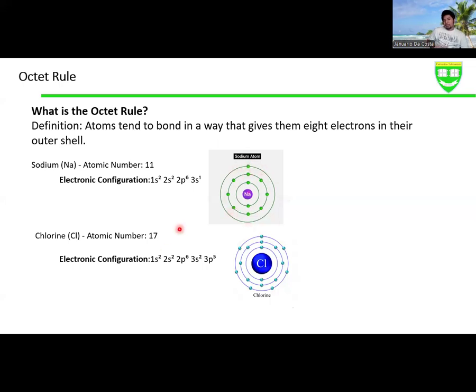Okay, now what about the chlorine atom? The chlorine atom has an atomic number of 17. So how many electrons are in chlorine's outer shell? The outer shell of chlorine, how many electrons?